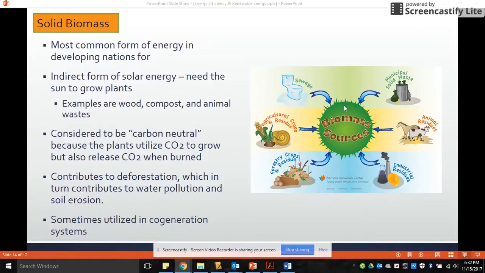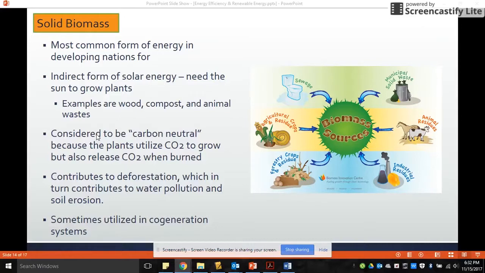You can put your poop in and burn it, or trash in and burn it, and that's fine. And it is considered to be something called carbon neutral. So the plants are going to use CO2 to grow, but also release CO2 when burned, or the process of combustion releases CO2. The unfortunate thing with biomass is that it can contribute to deforestation. So if we are using wood for biomass and cutting down those trees, then we can contribute to deforestation, which has been a huge problem in places like Haiti and Brazil.